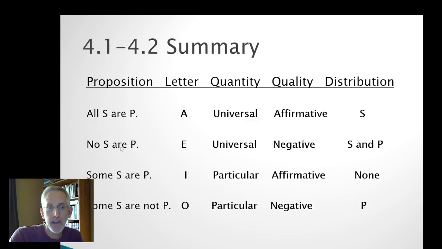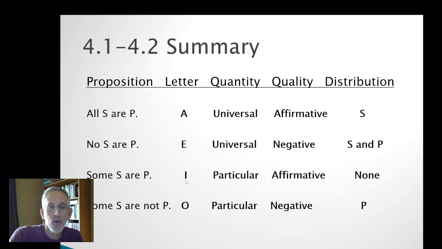If we're looking at an E-form proposition, no S's are P's. The quantity is universal. We're making a claim about every member of the S class and the P class. The quality is negative because there is a no there. And the distribution is S and P. Both the S term and the P term are distributed. Something's claimed about both the S and the P term, in other words, about every member.